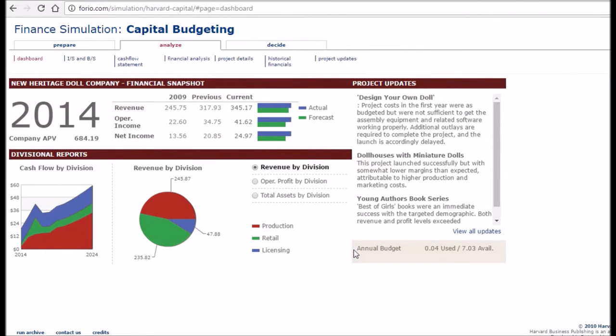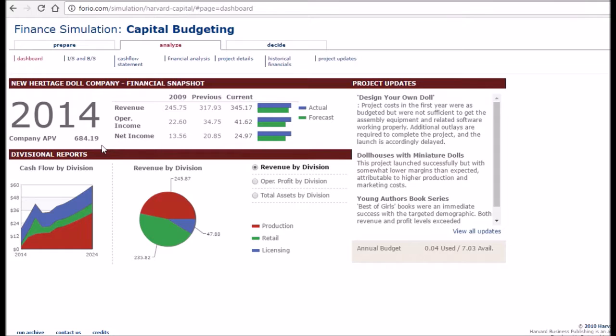Okay, well, welcome to my capital budgeting simulation. So I'm going to start by talking about my dashboard. As you can see under the financial snapshot, my company APV was 684.19.